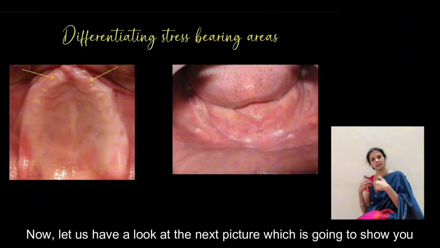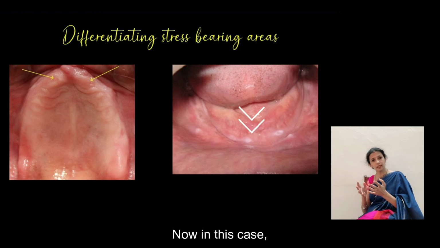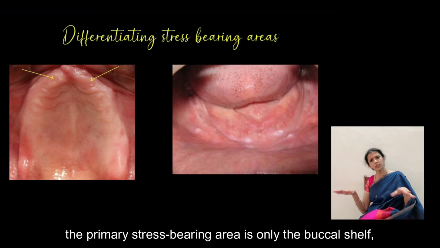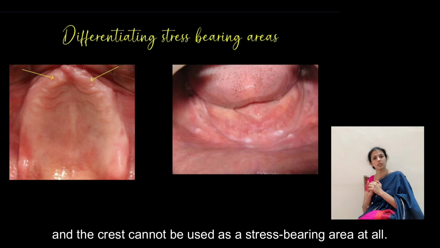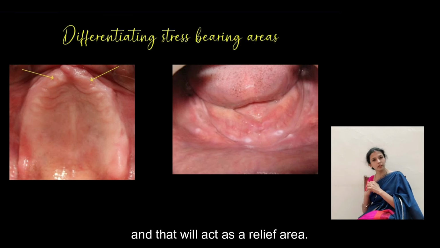Now let us have a look at the next picture, which is going to show you a different ridge characteristic. So the mandibular arch, as you can see here, is extremely resorbed. Now in this case, the primary stress bearing area is only the buccal shelf, and the crest cannot be used as a stress bearing area at all. And you can see the maxillary arch where you have the flabby tissue in the anterior maxillary arch, and that will act as a relief area.